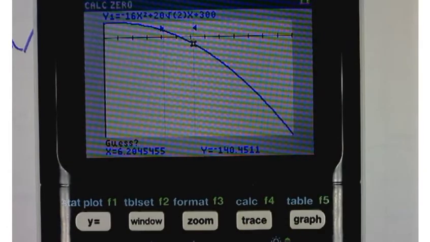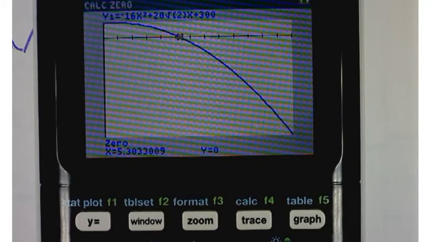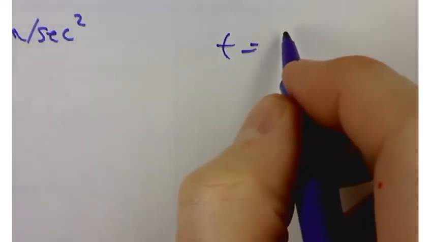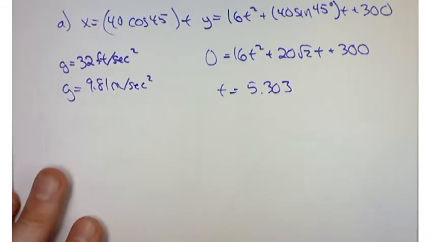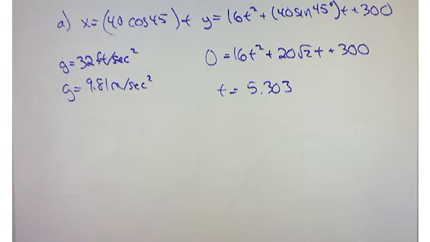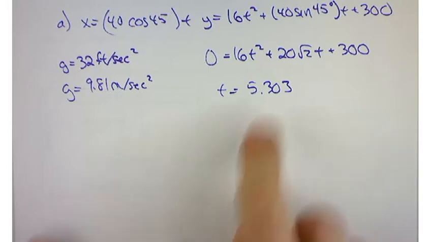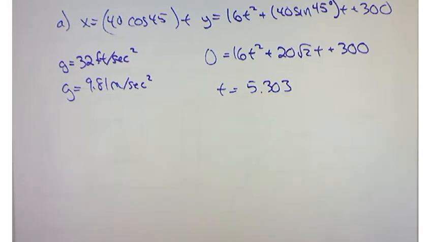and it's going to look for where this graph crosses the x-axis in that window. So press enter one more time, and I'm getting about 5.3 seconds. Is that what you guys are getting? If you use the quadratic formula, you should get exactly the same thing. So t equals 5.303. So that's how long it's in the air. So to determine the distance that the ball travels, well, if it's in the air for 5.3 seconds, how far does it travel? And we're talking horizontal distance.